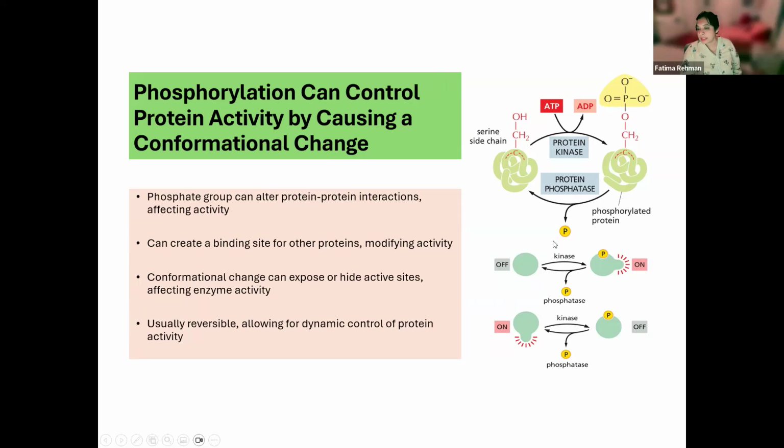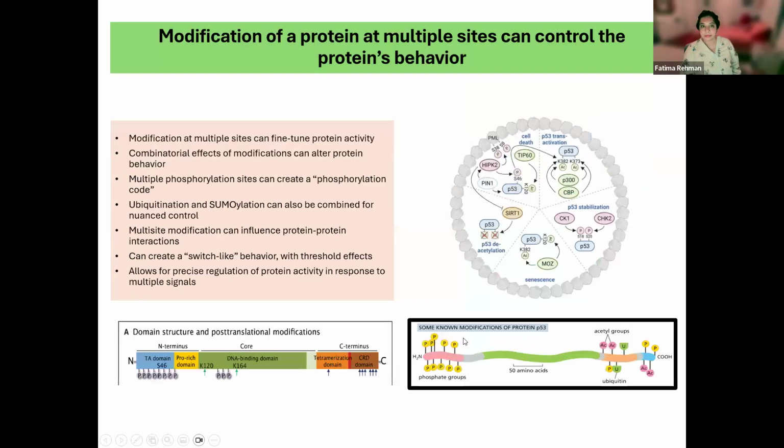So here are two examples where in the first case, the kinase, the phosphorylation, is leading it to become on, and the phosphatase is leading it to become off. And in the second case, the kinase is leading the protein to switch off, and the phosphatase is causing the protein to change shape and become activated again.